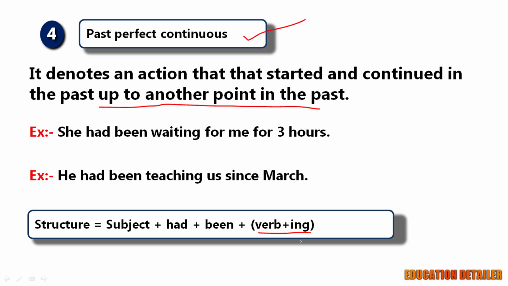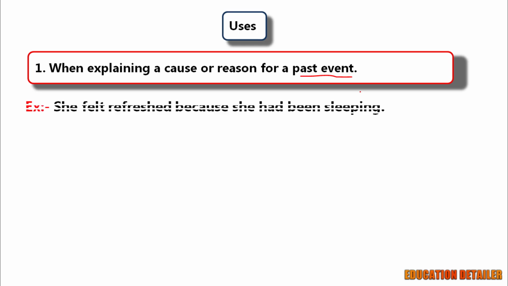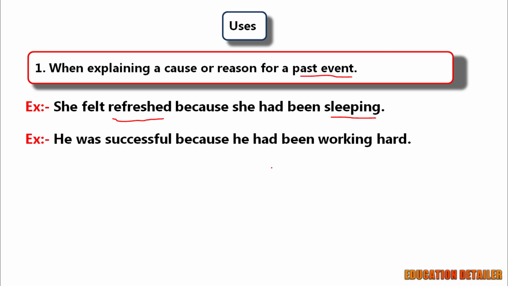Note down the structure. When explaining a cause or reason for a past event, we use past perfect continuous. She felt refreshed because she had been sleeping. Sleeping is the cause for feeling refreshed. He was successful because he had been working hard. Working hard is the cause for his success.